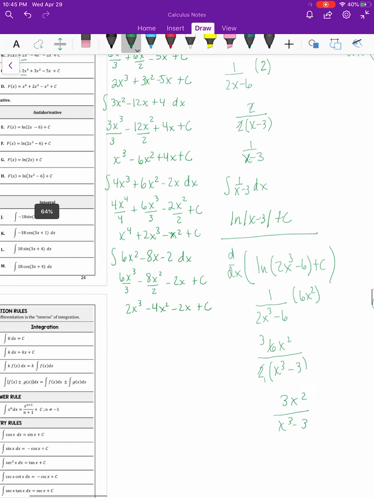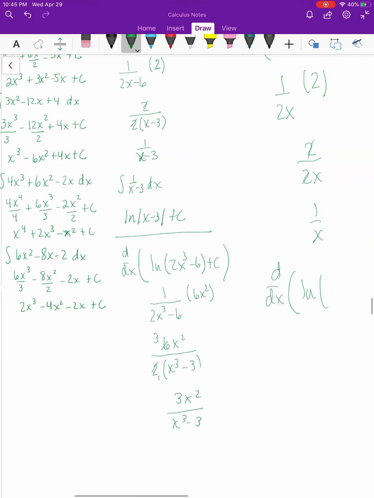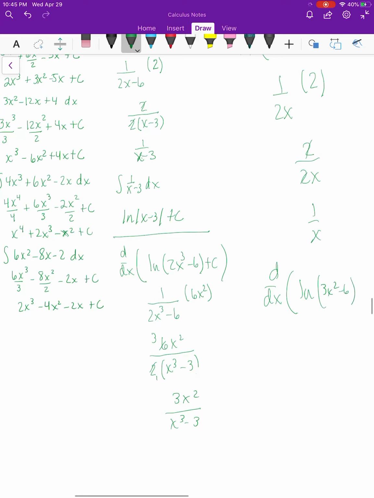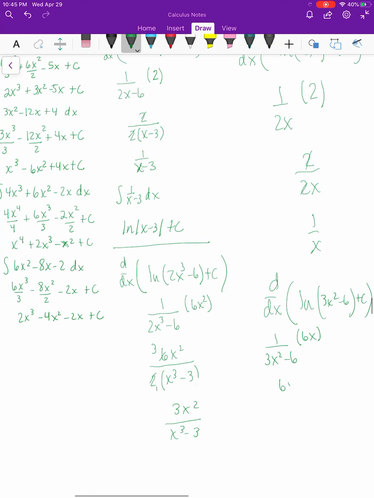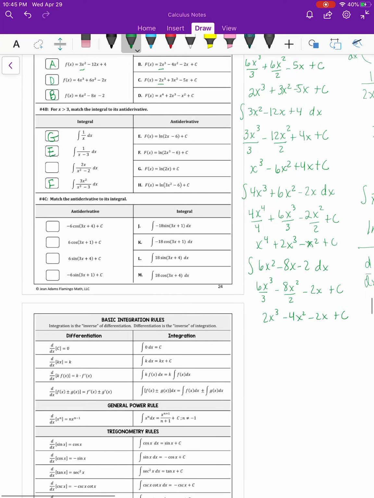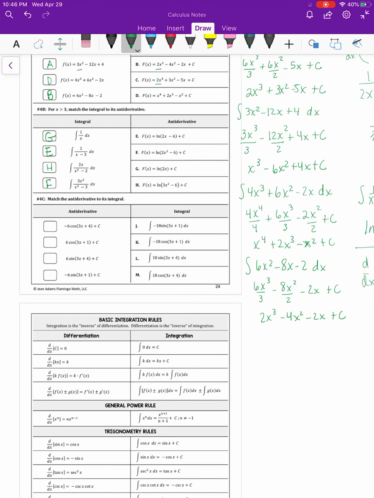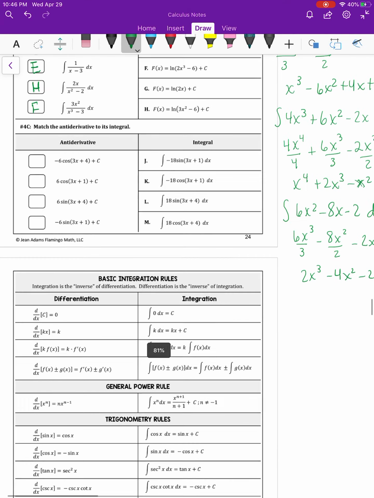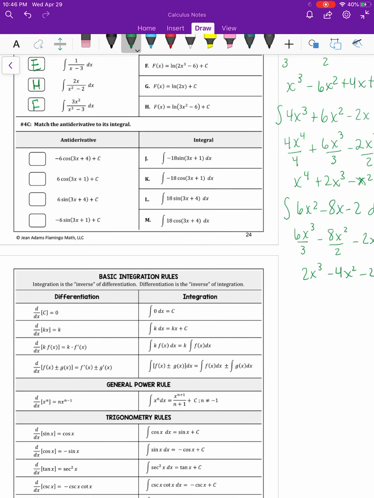And then that last one, just to show you that derivative, ln of 3x squared minus 6 plus c. So this is going to be 1 over 3x squared minus 6, and then times the derivative of that, which would be 6x. So this is going to be 6x over, I would factor a 3 out, and then divide by 3 would give me 2x over x squared minus 2. So over here, that was what you got, so that one is h.